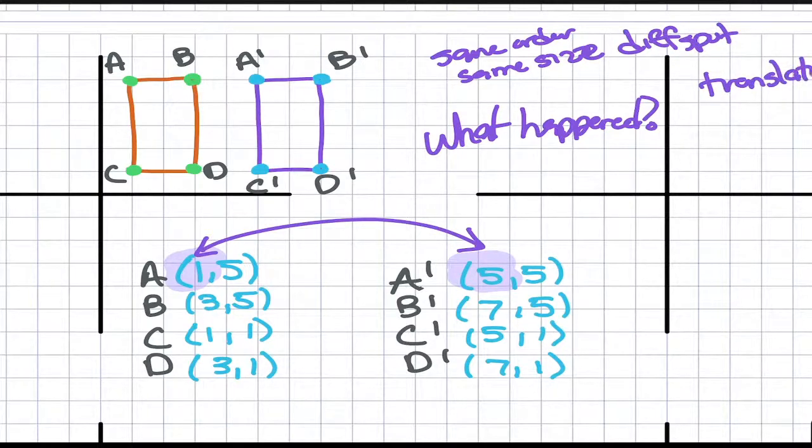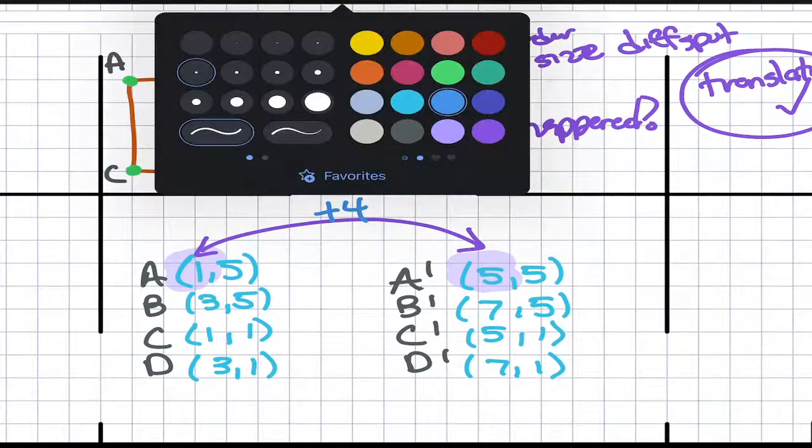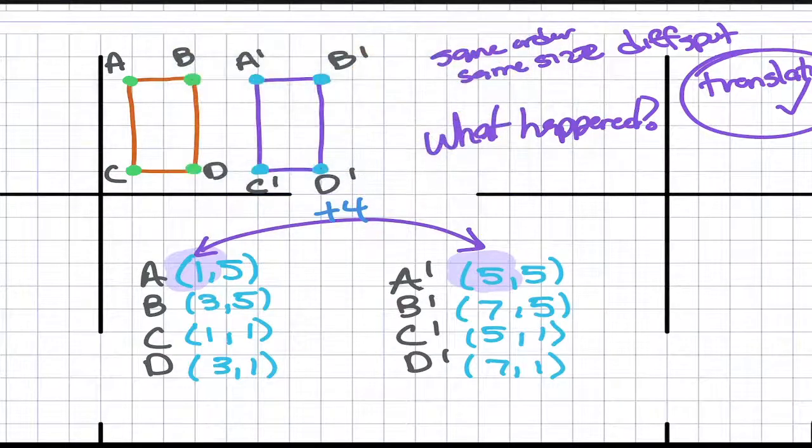Since it's a translation, all we did was move it. So how much did we move the x? How do you go from a 1 to a 5? Looks like you would have to go plus 4. And since that's the first coordinate, you know what the first coordinate in a coordinate set is? It is x. So this is x plus 4 for the first one, okay? Because you take 4 and add it to whatever the x is, and you'll get the new x.